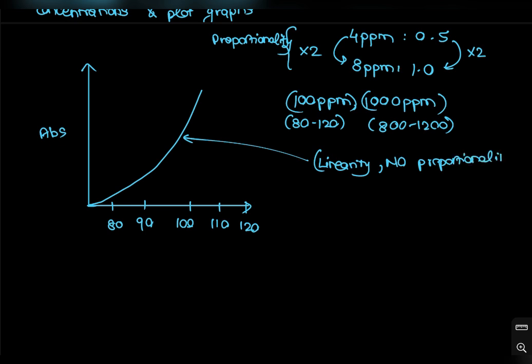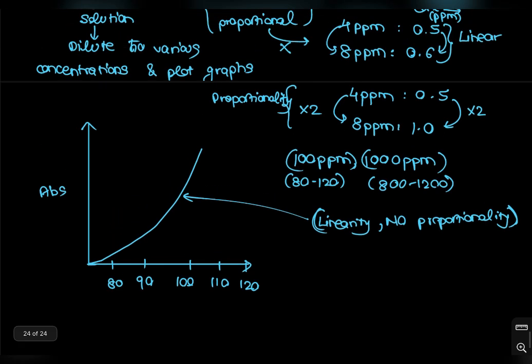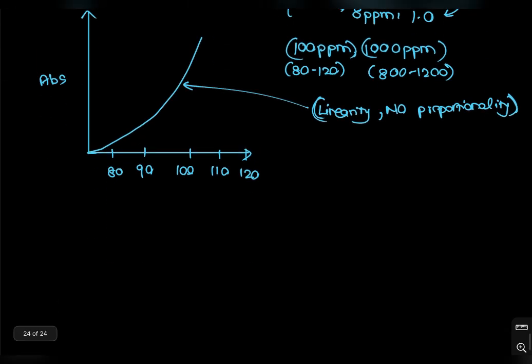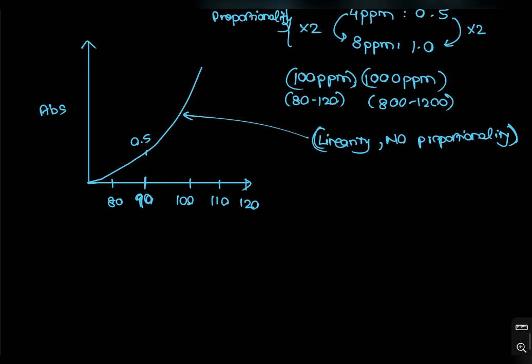Okay, what does that mean? It means that, just like we discussed here, if the concentration is 90 ppm, let's say the absorbance right here is 0.5. But if the concentration goes up to 100 ppm, you can see that this is not proportional. A proportionality line would be like this.